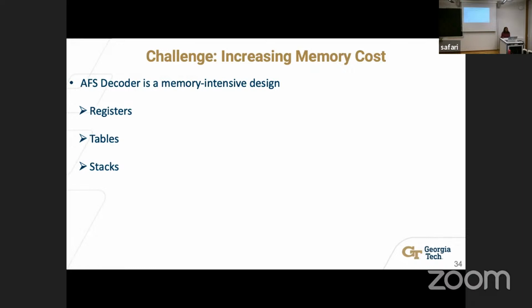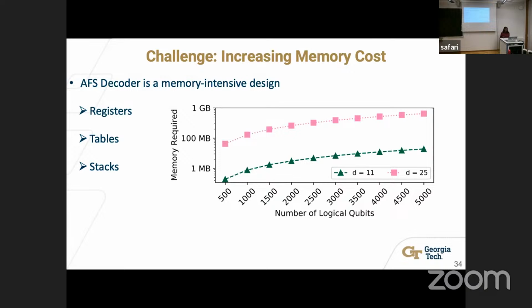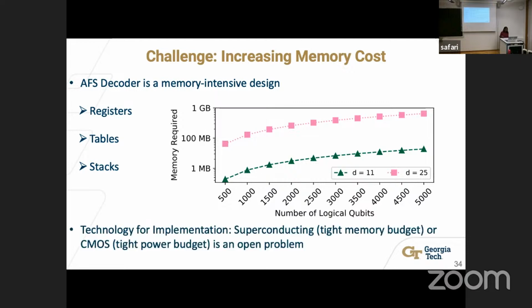Yes. So we did some calculations, and it turns out that, let's say you have different logical qubits between 500, 1000, 2000. And based on the distance, you would need few megabytes or few gigabytes, right? And I mean, it's more like a futuristic design, obviously, but this is a problem. And why is this a problem? Because the technology for implementing decoders is still an open problem.